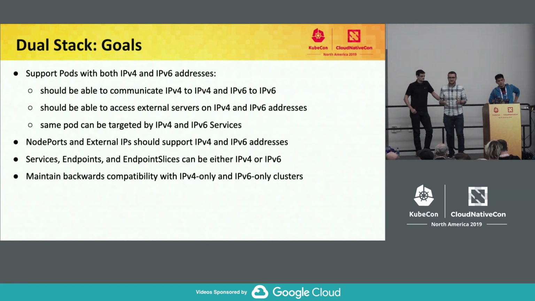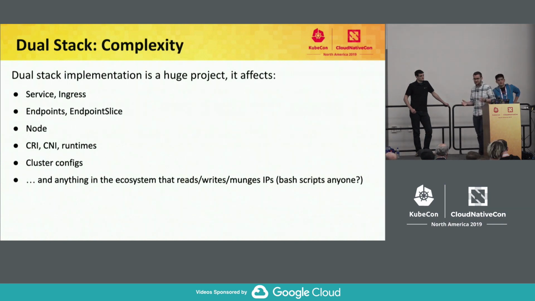Node ports and external IPs should support both IPv4 and IPv6. As a departure from that, services, endpoints, and endpoint slices will all be either IPv4 or IPv6. They will all be an individual single family. And of course, with all of this, we want to ensure we're maintaining backwards compatibility with IPv4-only and IPv6-only clusters. As you can probably imagine, dual stack is a really complex feature to implement.